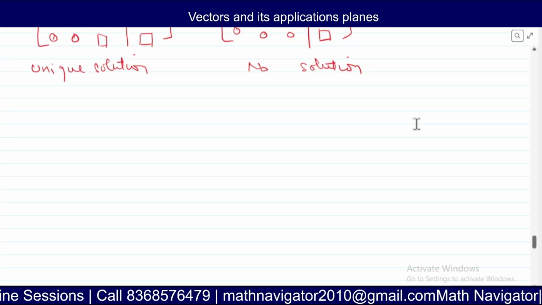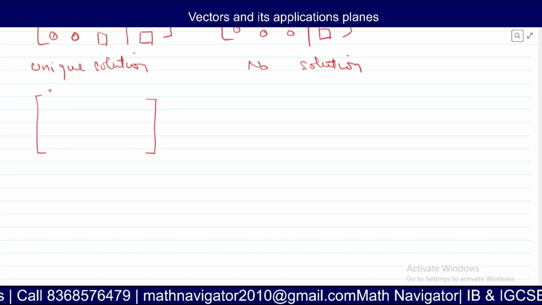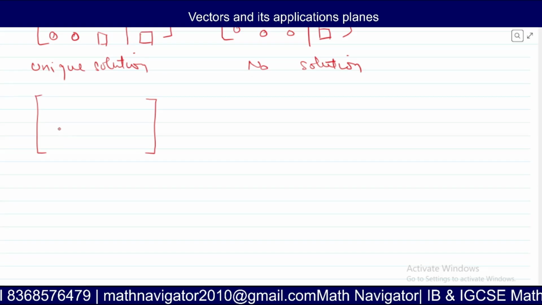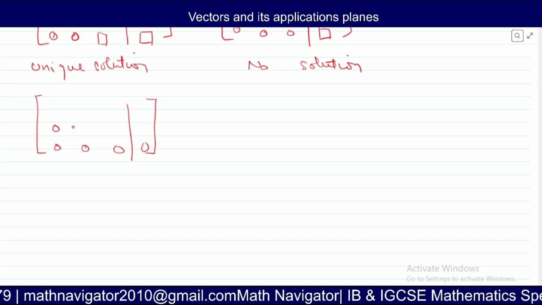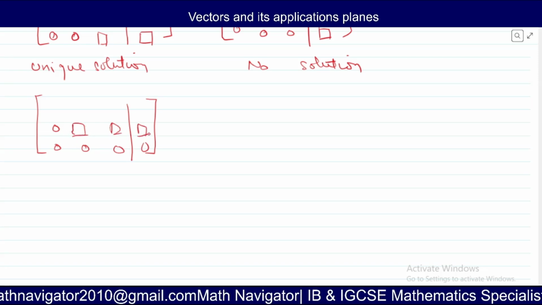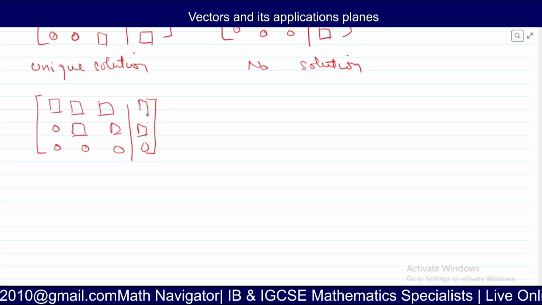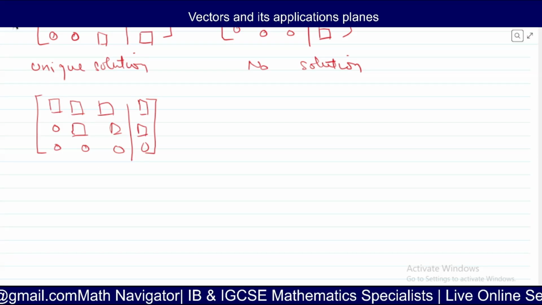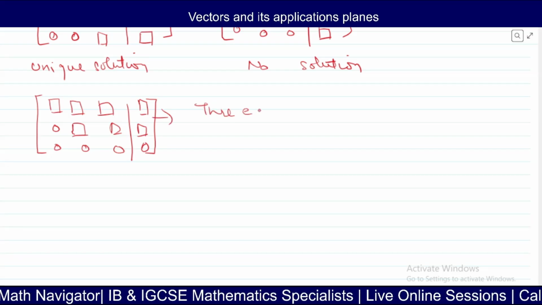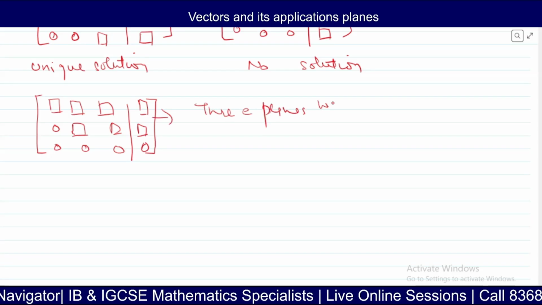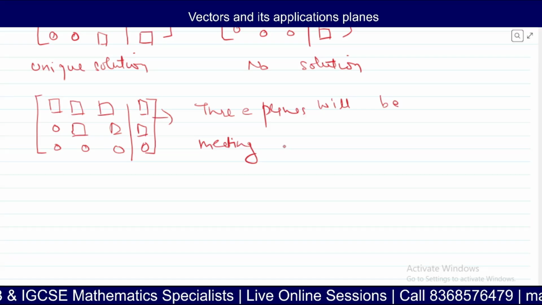Then, as I've told you, there are two cases in the case of infinitely many solutions. This first case: as we can see, the last row is all zeros. So these three planes will be meeting at a line.